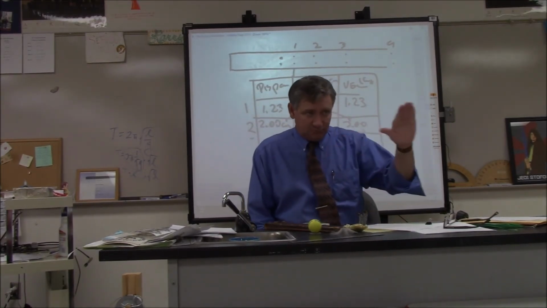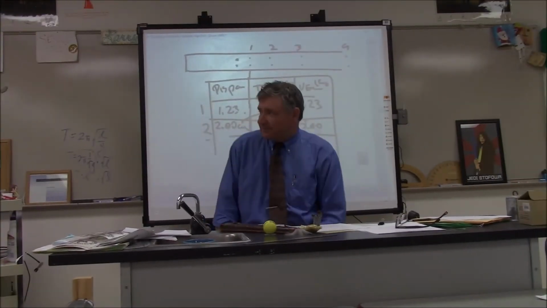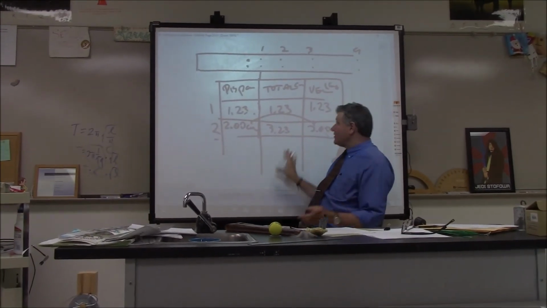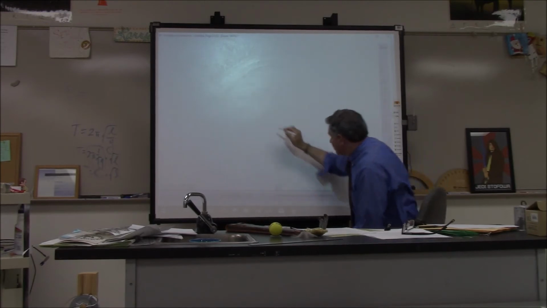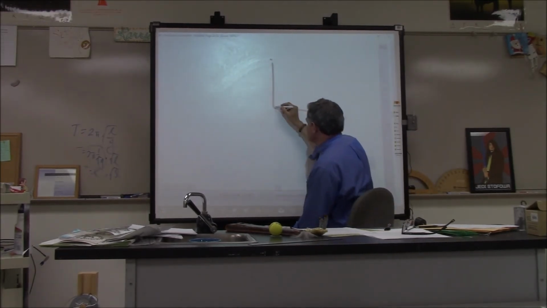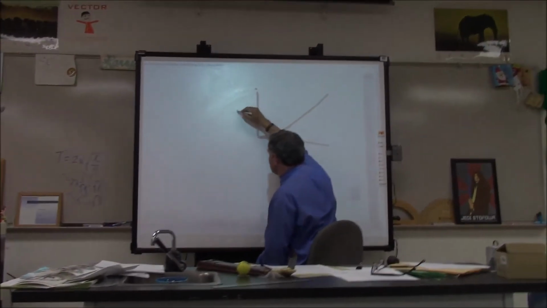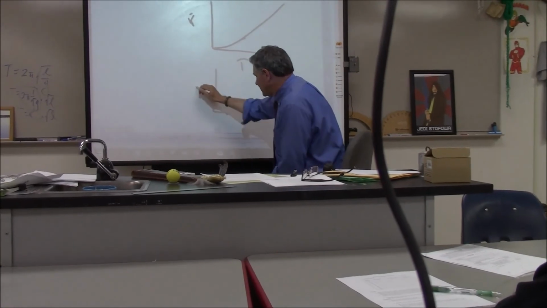Okay, got it. Now, you're going to draw 2 different graphs. You're going to draw a total displacement versus time graph and a velocity versus time graph. So your position time graph, when you get done, should look something like this. So this is going to be your position time, and then your velocity time graph.